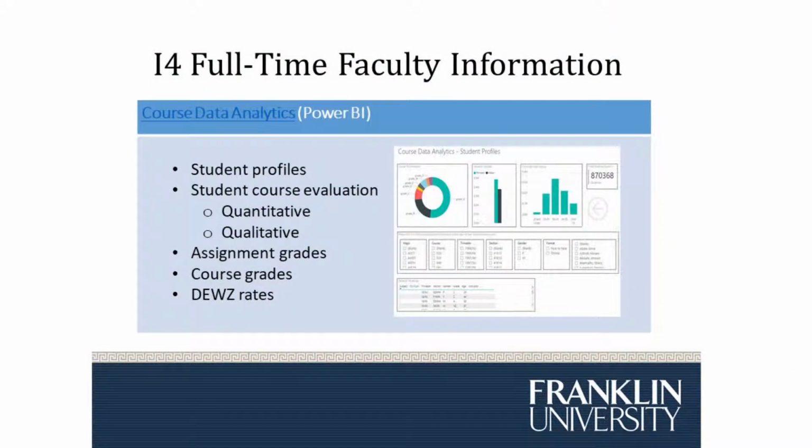Okay. So just a few points here. The types of data that come into this reporting are student profiles and student course evaluations. This is the quantitative ratings they give, and also the comments that they make. The assignment grades, the course grades, and DFW rates are all put into this reporting tool for your review.